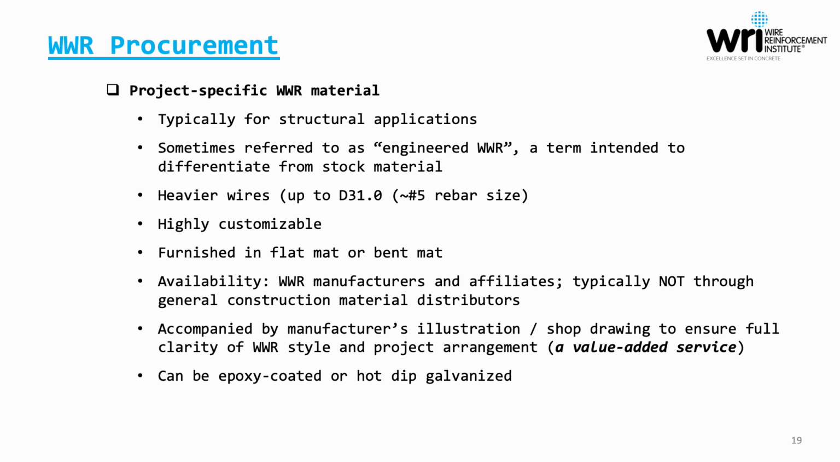Furthermore, because of the structural nature of this material and the potential variability of the arrangement of wires on a particular mat, you will see this material accompanied by manufacturers' illustrations or shop drawings, basically, to ensure the full clarity of the welded wire reinforcement style and the project arrangement. This is a value-added service. Typically, it's built into the cost of the product. And lastly, from a corrosion protection standpoint, the material can be epoxy coated or hot dip galvanized.